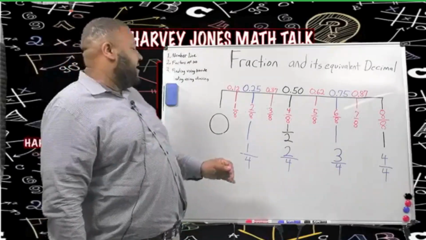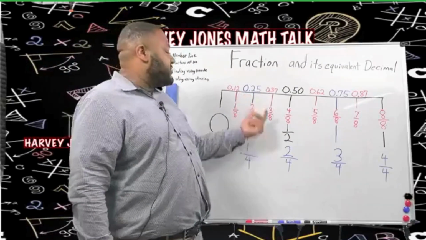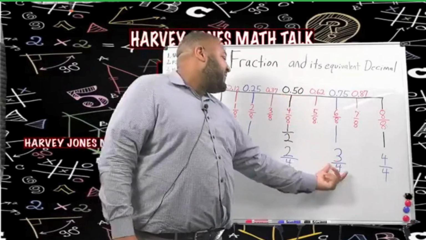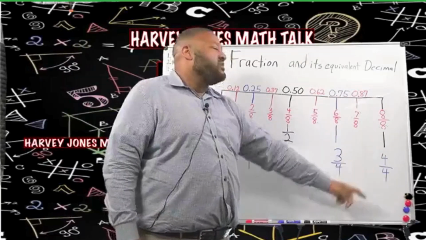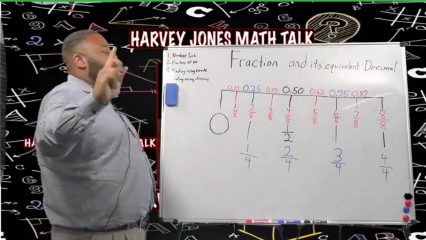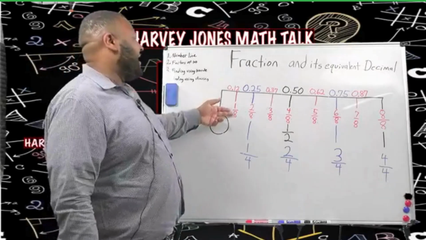So what happened here? 1/4, 25 hundredths. Think of it as quarters. 2/4, 50 hundredths. 3/4, 75 hundredths. 4/4, 100 hundredths, or $1, or 1. It equals one whole. One whole, okay? And then I'm going to talk about the red layer again.